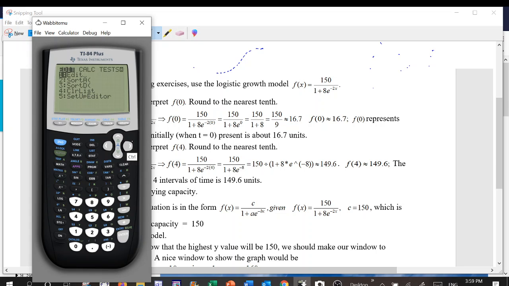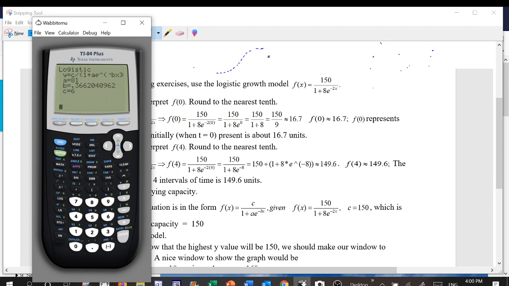So we go to stat, we go to calculate right here, and then we can go all the way down to logistic. You see it? Before I do that, let me go to stat and change some of these numbers because they're all the same and that doesn't work. All right, so second L1, comma, and then L2, and of course my data is not logistic. I just want to show you the equation.